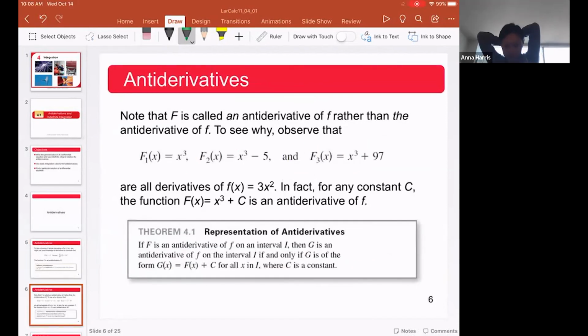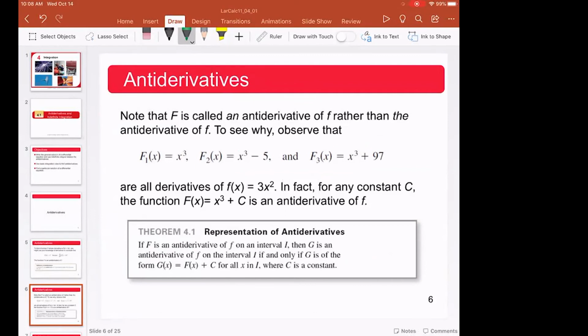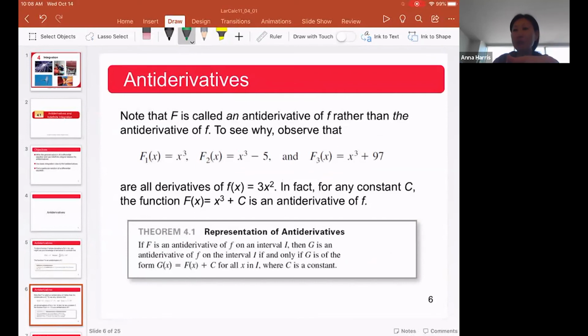So actually, one more thing you need to think about. So the derivative, let's look at this given example. Look at the first equation, this one. When you take a derivative of this, what do you get? If I take a derivative of this, I get 3x squared.